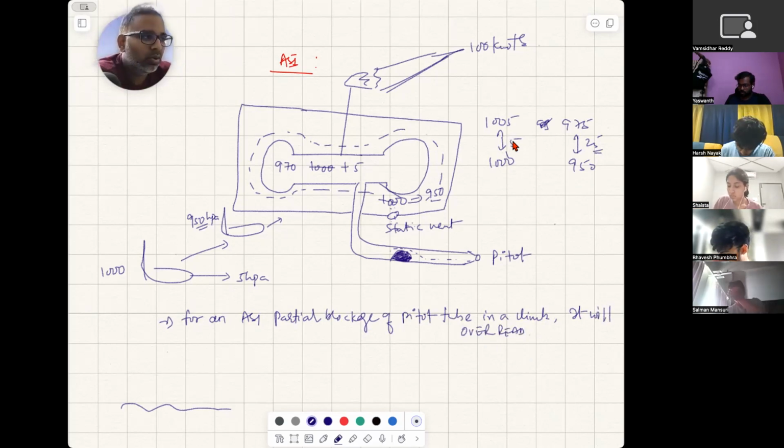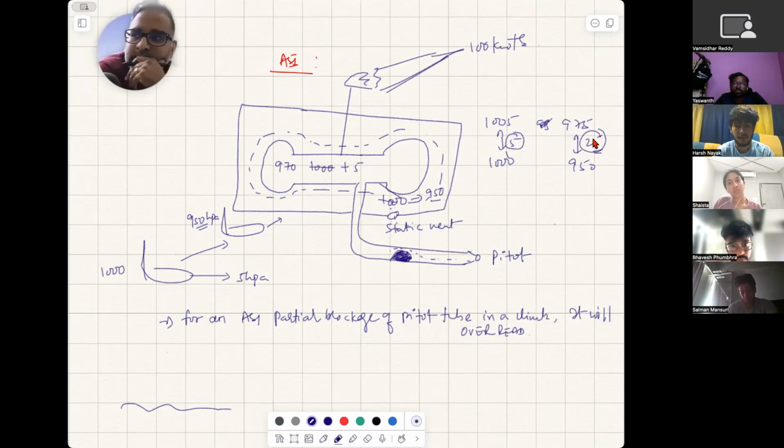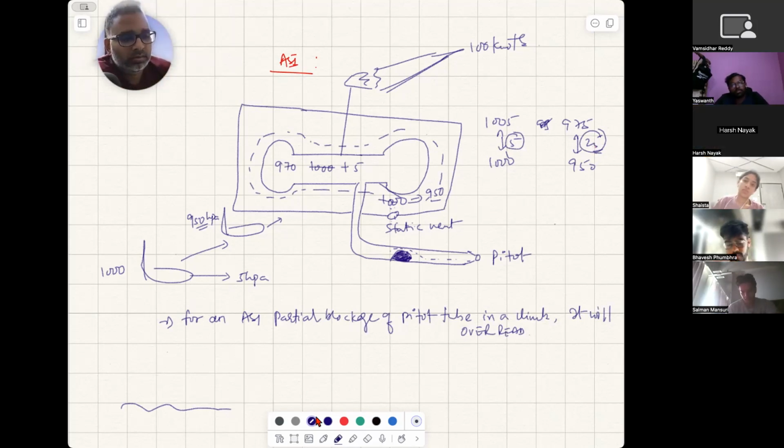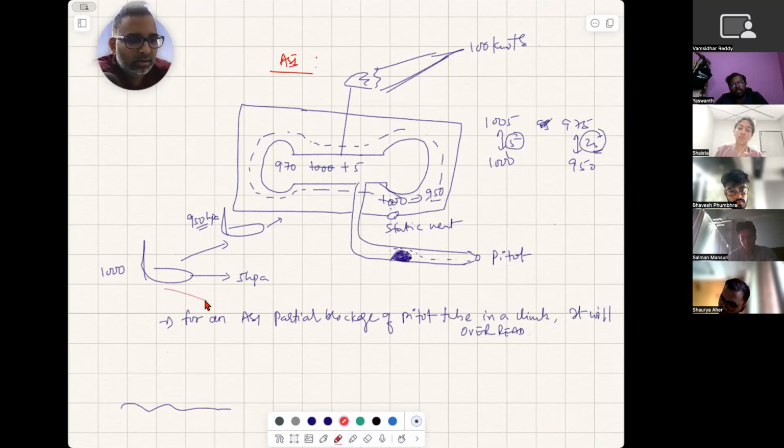See, with a small change the difference went from 5 to 25. Understood? Okay. Now I'll take a red color just to make it different. It means the indications would be greater than normal. So in a case where normal is 100 knots, it would show 150 knots. Right, sir. Got it?